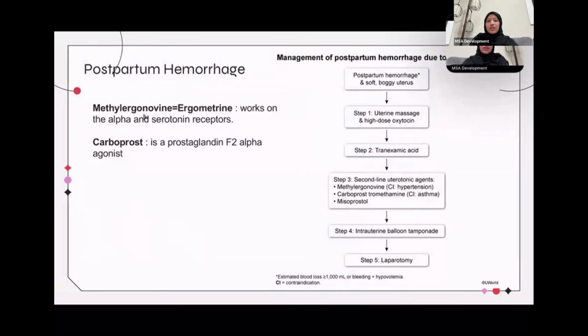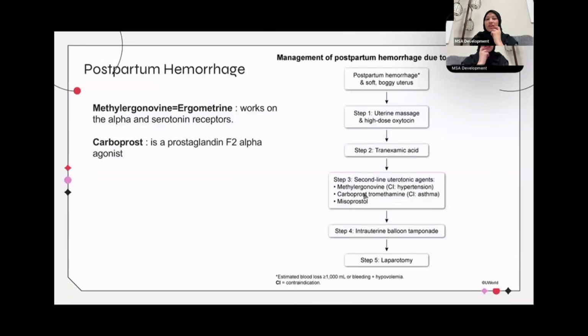Okay, wait, let's talk about this. Let's say someone is bleeding out after giving birth, and the first step that you want to do is massage the uterus, and oxytocin is first line. Even if you don't care about the Bishop score now. If that doesn't work, you can give tranexamic acid, which is like an anticoagulation of sorts. After that, you can use other uterotonic agents like methylergonovine or carboprost or misoprostol, the prostaglandin.